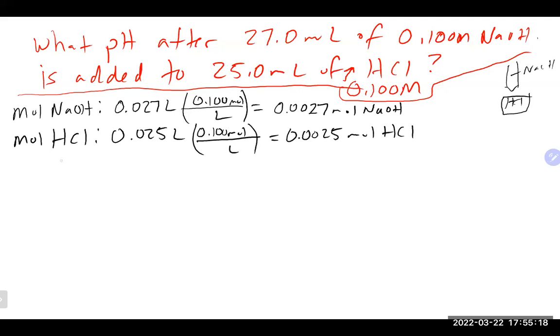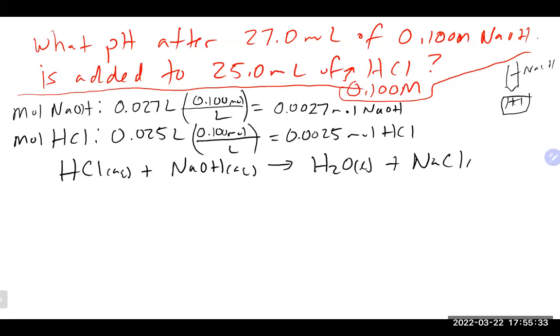Now we can go into our ice table. So we're going to get our HCl reacting with our sodium hydroxide. Obviously it's going to give us the same reaction we saw earlier, our water plus our sodium chloride. So initially here, we do have 0.0025 of this, and that is moles. We've got 0.0027 of this and nothing of this.